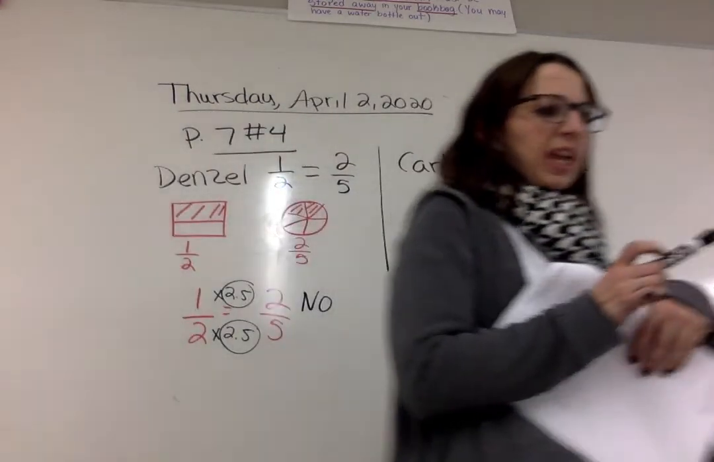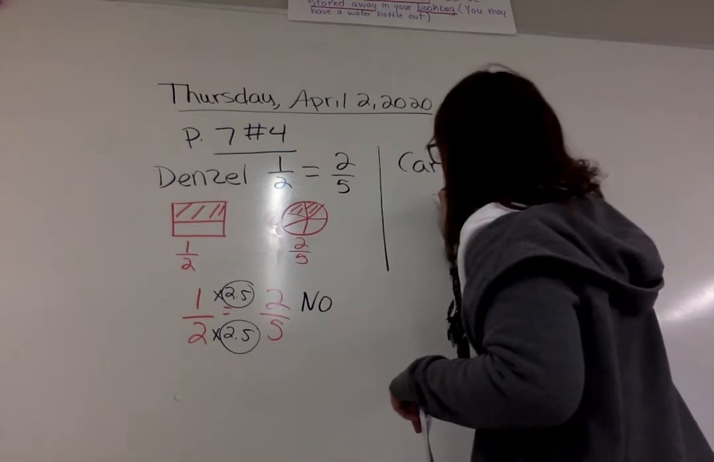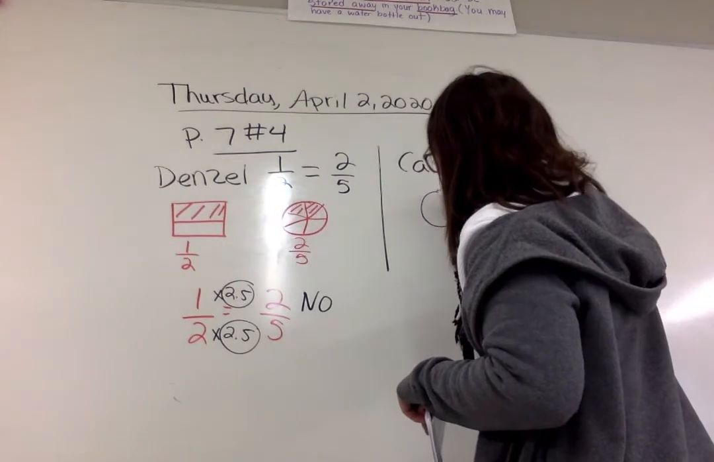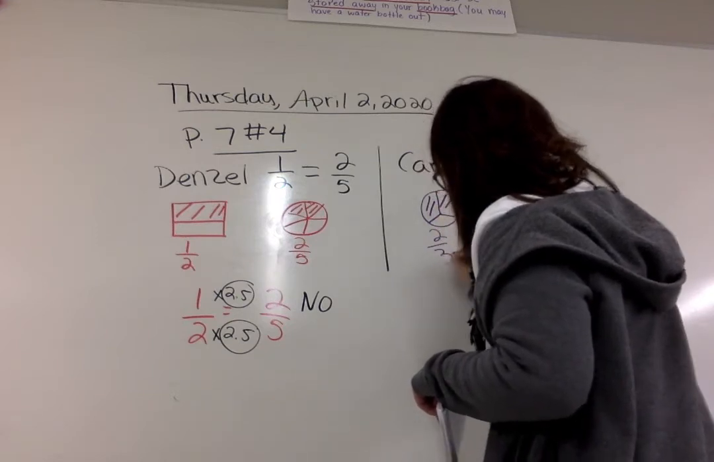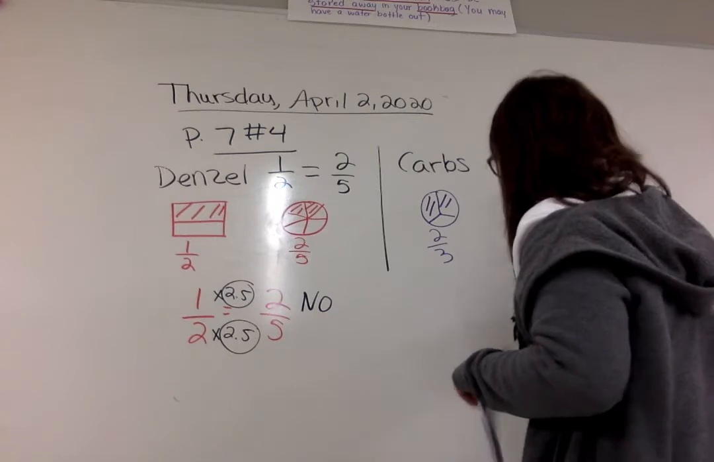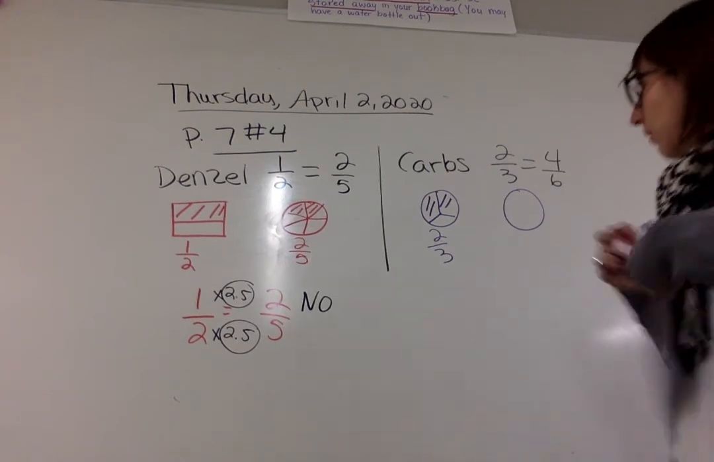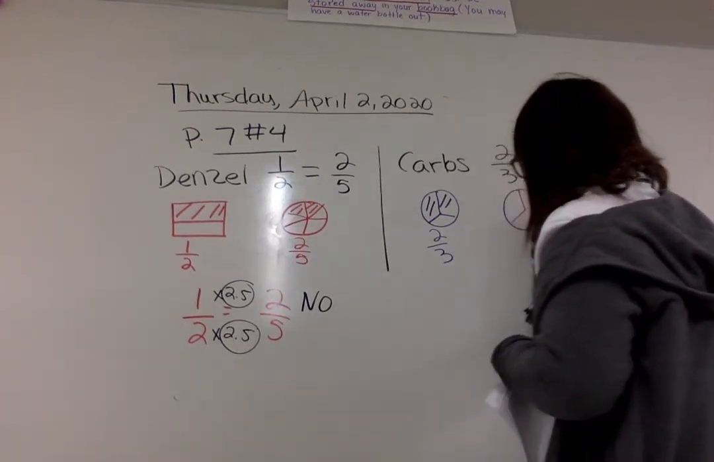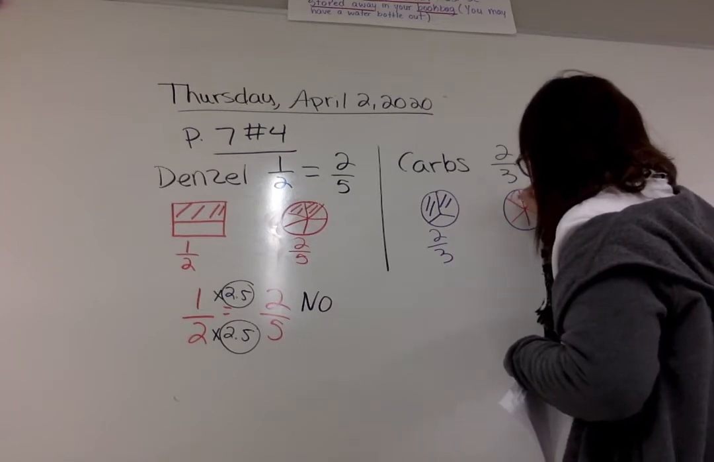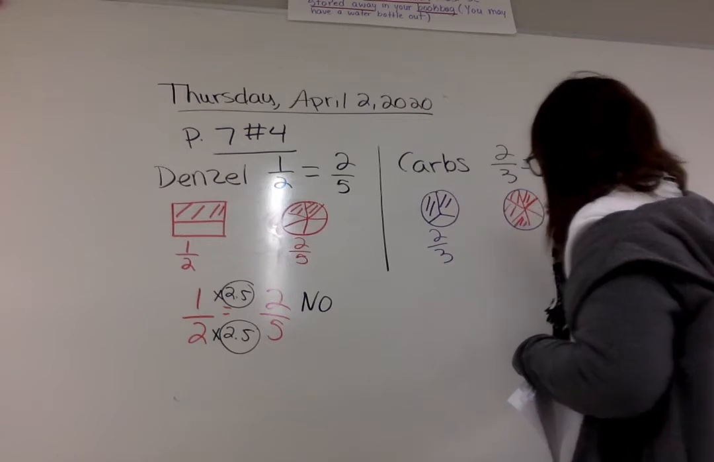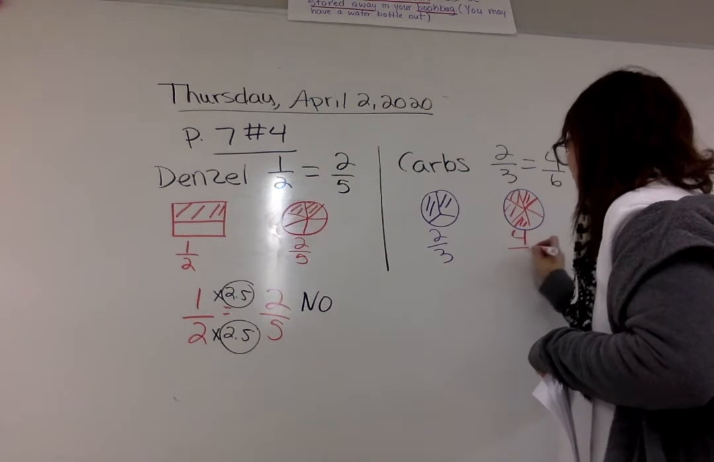Let's look at Carlos and why Carlos could possibly be correct. We have 2/3. So I'm going to draw a peace sign. 2/3. I'm going to draw now 4/6. Check this out. I'm going to use red for you. Watch. Okay, I'm dividing it into 6 parts. Nothing that we don't know. 1, 2, 3. If I take these and I put them in here, they are equivalent.